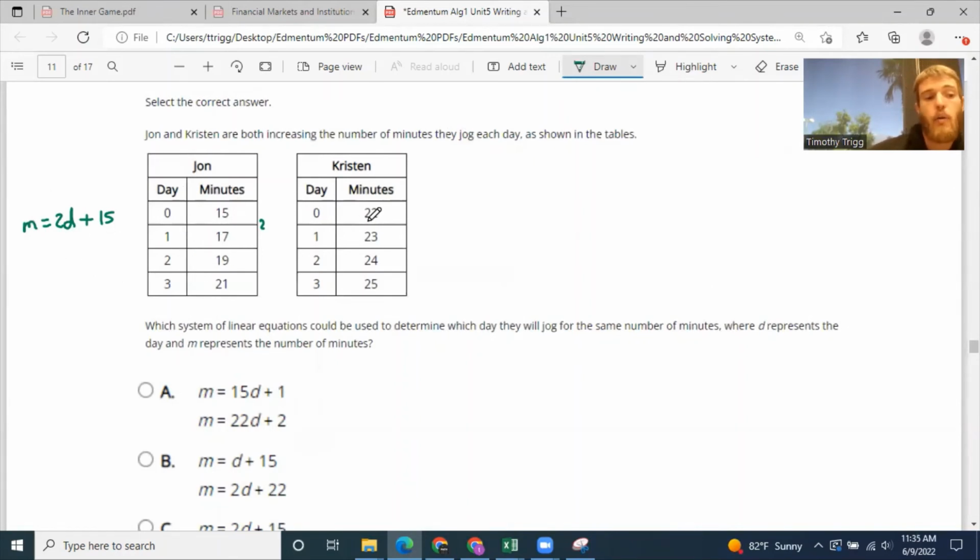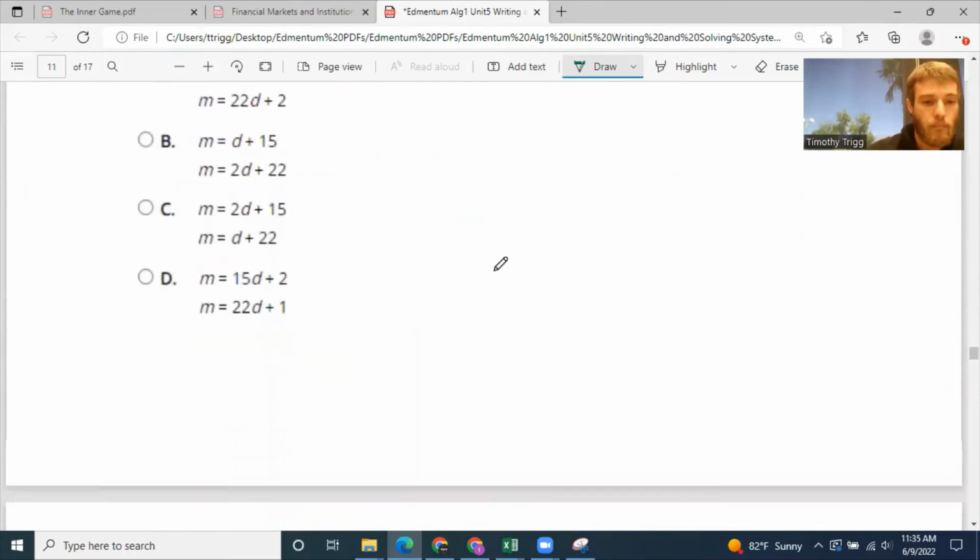See if you can find the equation for Kristen's. How much is she increasing by each day? That's your slope. And then what's her starting amount? That's your y-intercept.